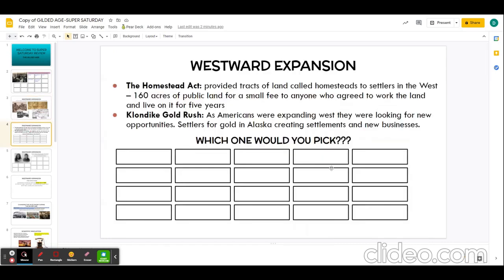There's two other reasons why people move out west during the Gilded Age. You have the Homestead Act and the Klondike Gold Rush. Land was very important, and there was plenty of land to be had on the Great Plains. So the Homestead Act gave settlers 160 acres of public land for a small fee, and just basically, hey, if you'll live on this land for 5 years, it's yours.